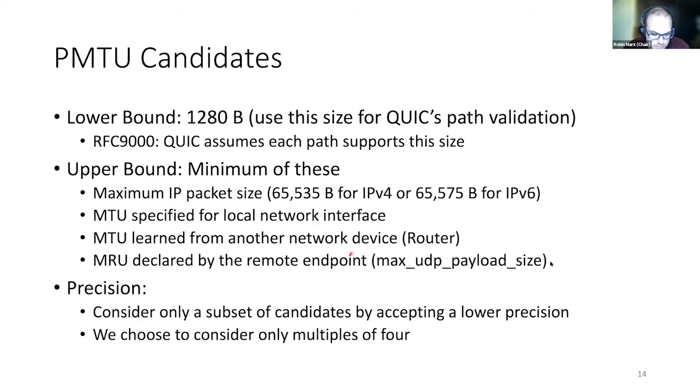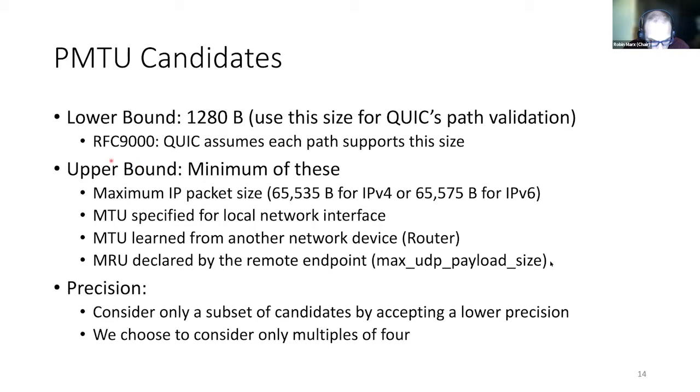Okay, now let's look at how we can use the probes to find the PMTU. At first, we should know what our PMTU candidates are. The lower bound of the candidates is 1280 bytes because the specification for QUIC assumes that each path supports this size. So we suggest that this size should be used for QUIC's path validation during connection migration or connection setup.